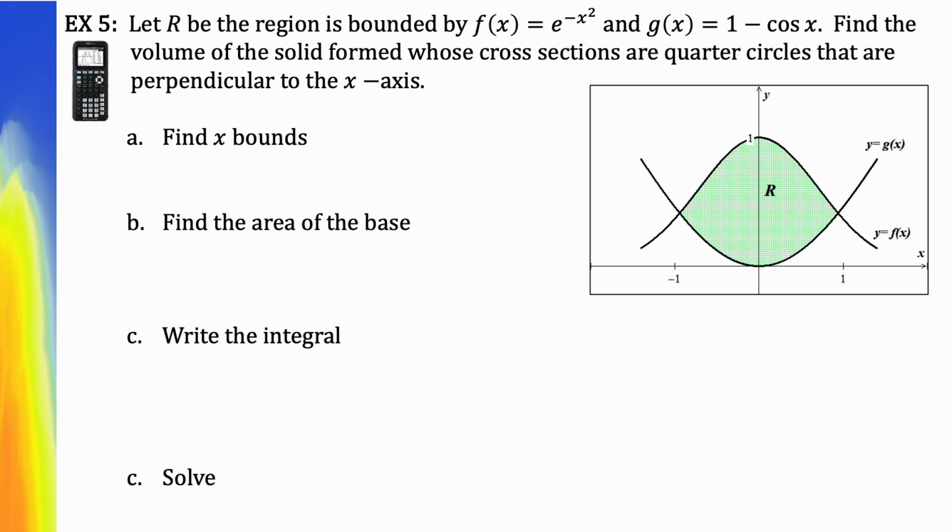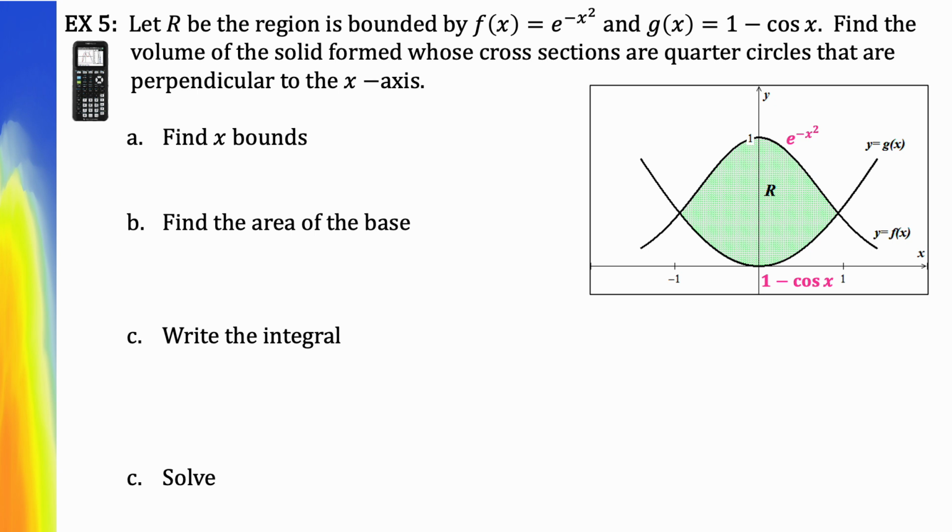Example 5, last one. Let R be the region that's bounded by f of x equals e to the negative x squared. That's the one on top. And g of x equals 1 minus cosine x. That's the one on the bottom. Find the volume of the solid whose cross sections are quarter circles that are perpendicular to the x-axis.